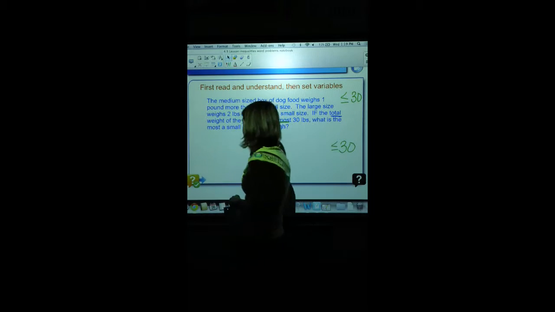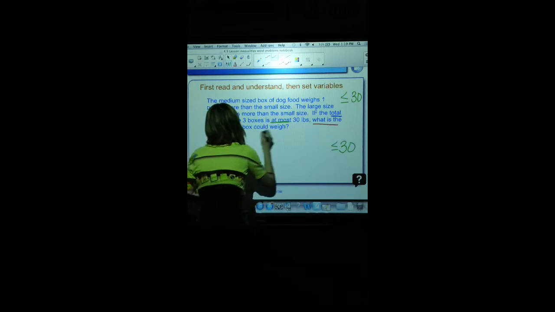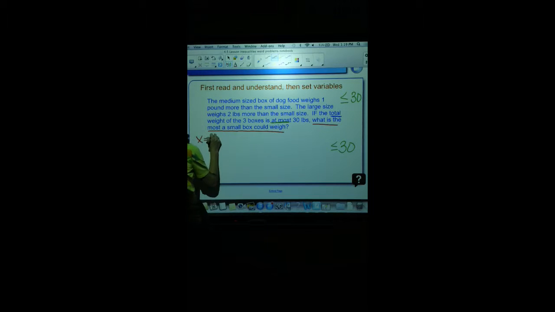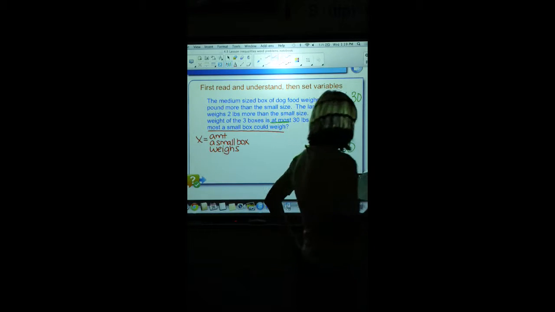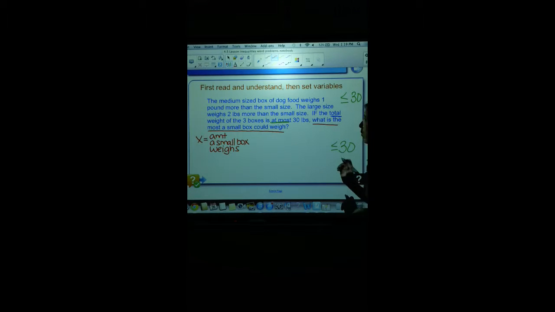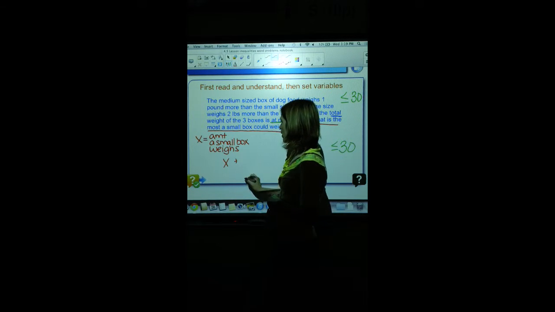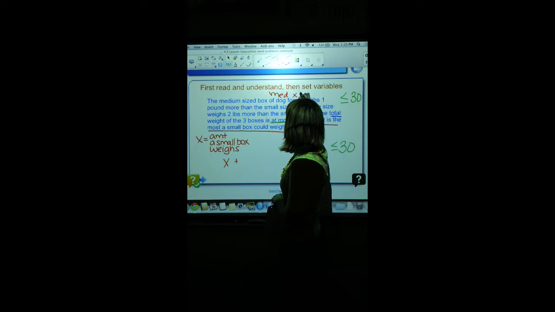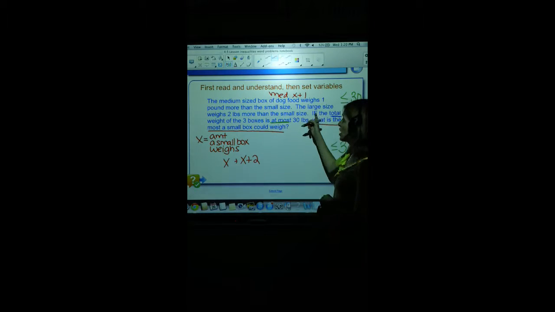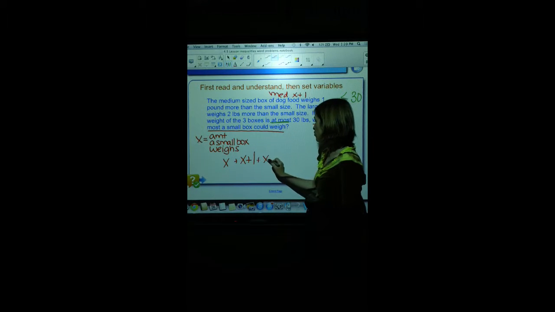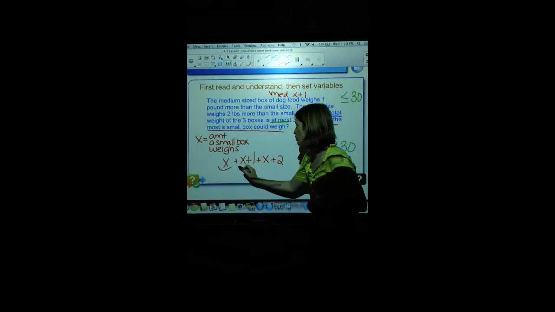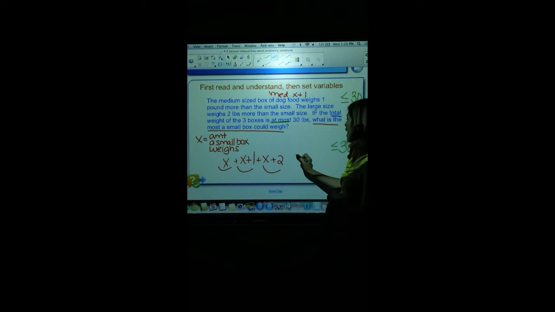All right. So we got to set our variables. I go to my question. It says, what is the most a small box could weigh? So we're going to let x equal the amount a small box weighs. All right, so now we go from there. So the medium-sized box is 1 pound more than the small box. Okay, so I've got my small box. I'm going to add to it my medium box, which would be x plus 1. And my large size is 2 more than the small size. Oops, x plus 1, I made a mistake. So my large box is going to be x plus 2. These 3 boxes together, there's box 1, box 2, and box 3, they total, we want them to be at most 30 pounds.